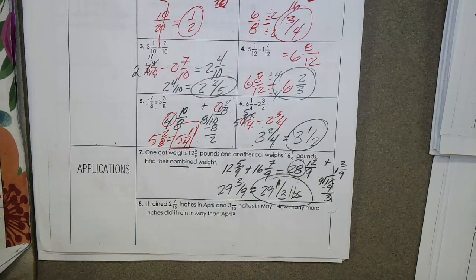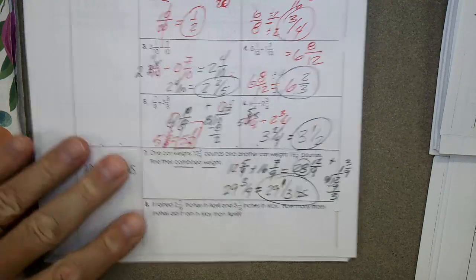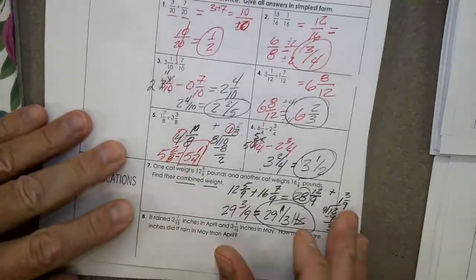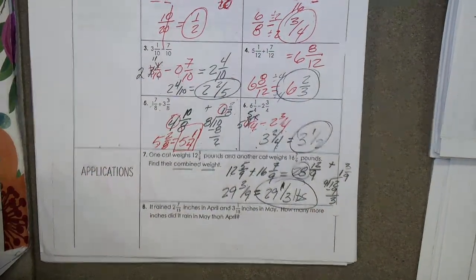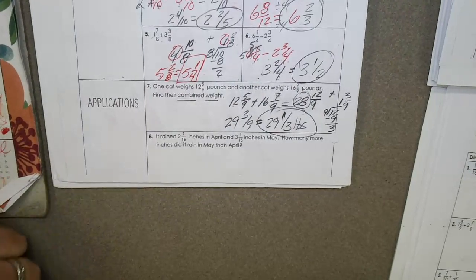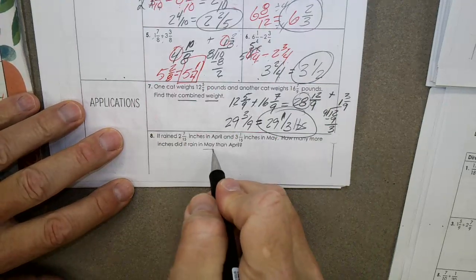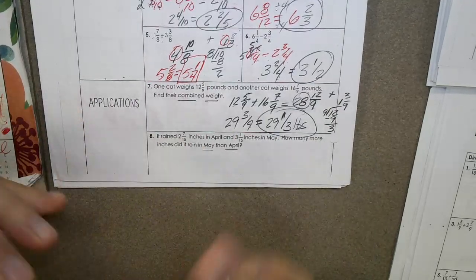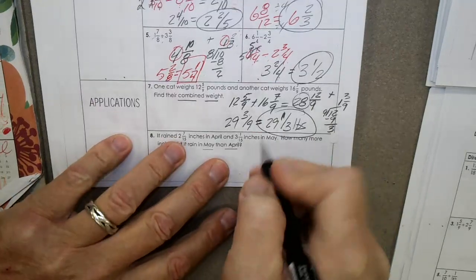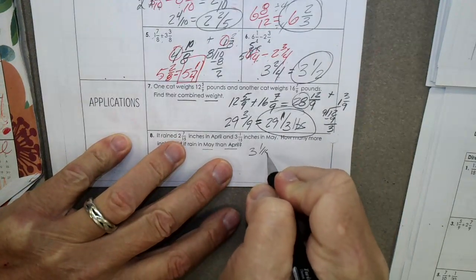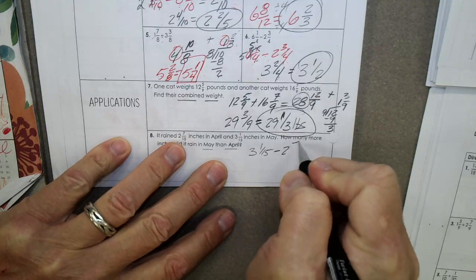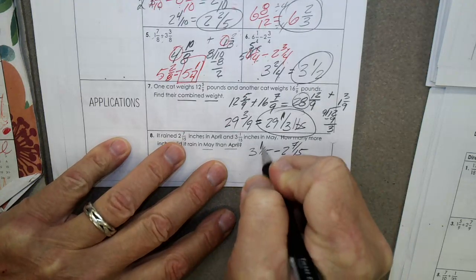Okay? Okay. So hopefully you're feeling pretty good. This is going to be a long video here. Let me take a peek on the other side here, all right? And those are unlike. All right, so let's take a look at number 8. Number 8. It rained 2 7/15 inches in April, 3 1/15 inches in May. How many more inches did it rain in May than April? How many more tells us we need to subtract? So 3 1/15 minus 2 7/15. Okay?